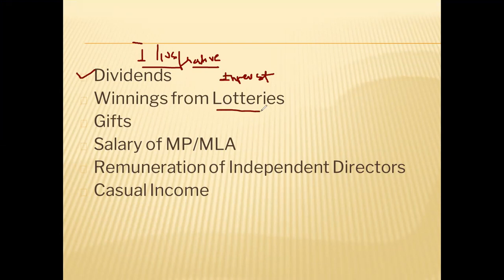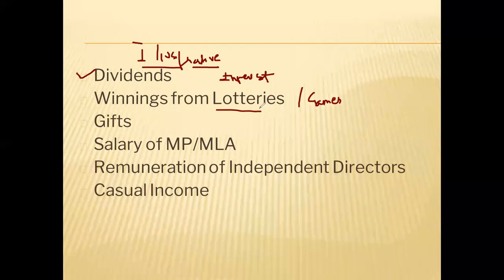Winnings from lotteries, games, horse races: these all will come under other sources. See, lottery income is not a salary, not house property, not business or profession, not capital gain. So where will it go? It will come under income from other sources. Gifts. Gifts are income from other sources. Salary of an MP or MLA. Now an important point to discuss. Here the word salary is used and it is coming under income from other sources.